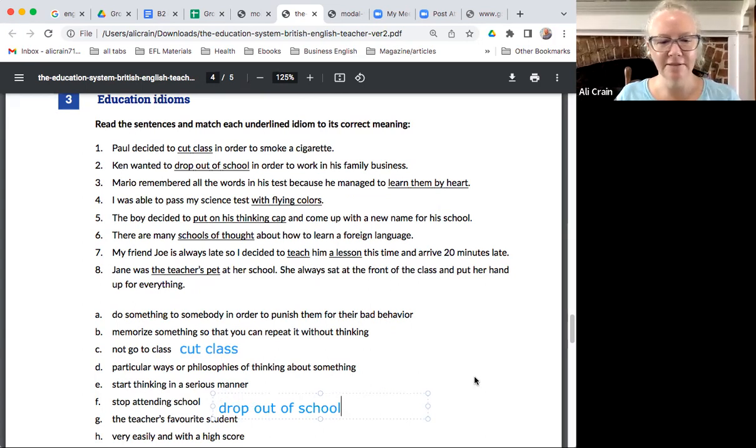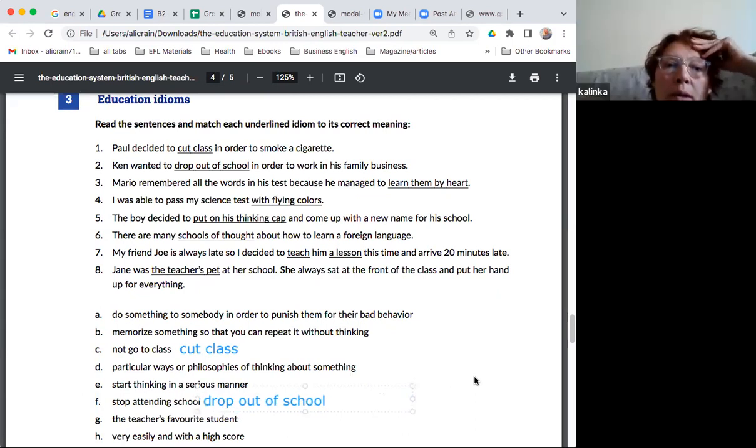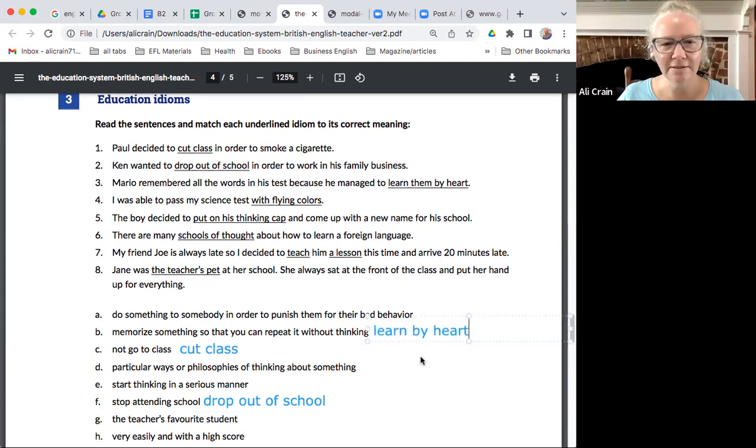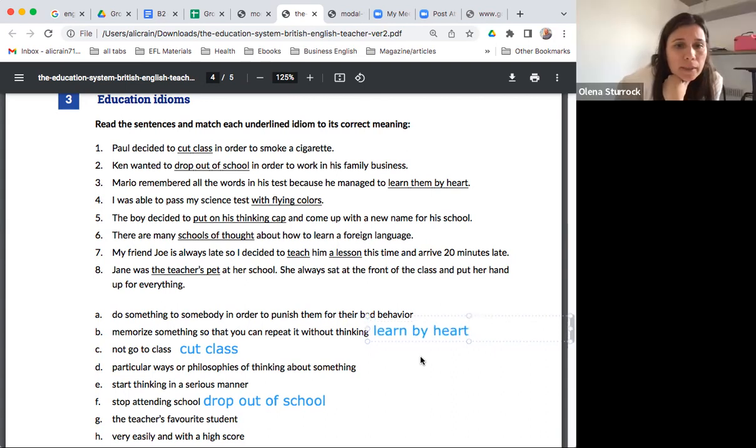Kalinka, number 3. Mario remembered all the words in this test because he managed to learn them by heart. It's B, memorize something so that you can repeat it without thinking. Good. Elena, number 4. I was able to pass my science test with flying colors. Very easily and with a high score. Good.